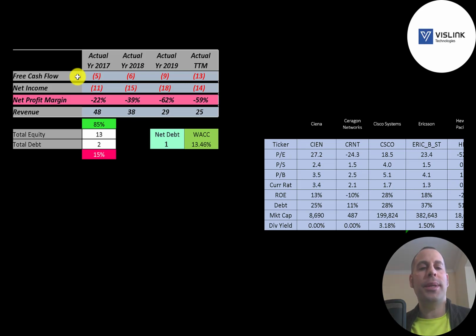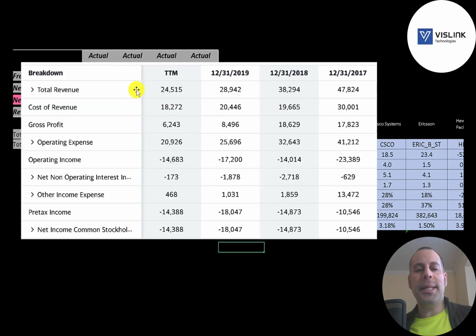Free cash flow is cash flow from operations minus capital expenditures. So the company has negative free cash flow every year. Net income is the profit and loss on the income statement. It's revenue minus expenses. And they also have negative net income every year. Revenue is the sales for the company, and that was $48 million in 2017, but cut in half in the trailing 12 months.